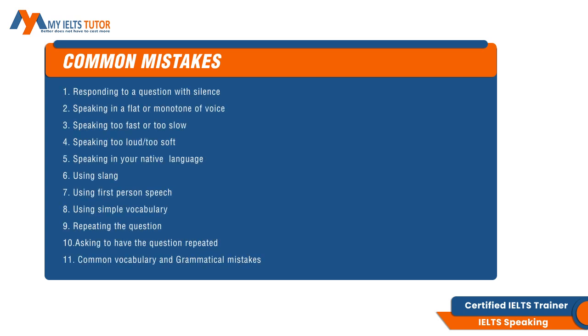The first group I refer to as speaking mistakes. And the reason why I do so is that these mistakes occur when you're speaking. And they can easily be controlled through practice. So the first one is responding to a question with silence. This means that you simply don't speak when the scorer asks you a question.